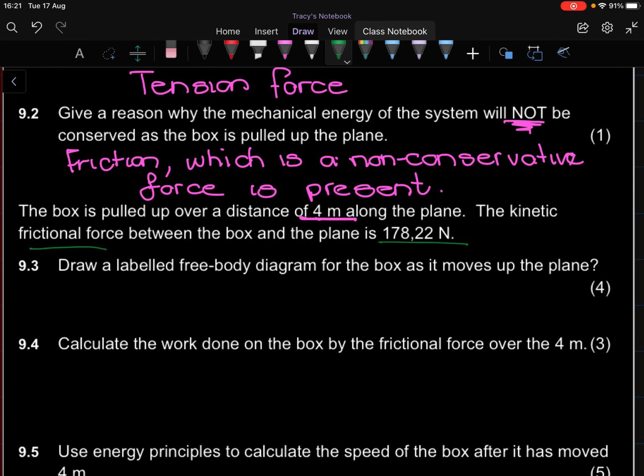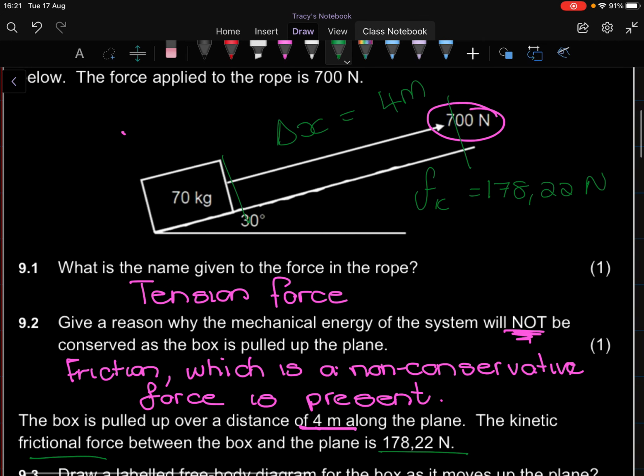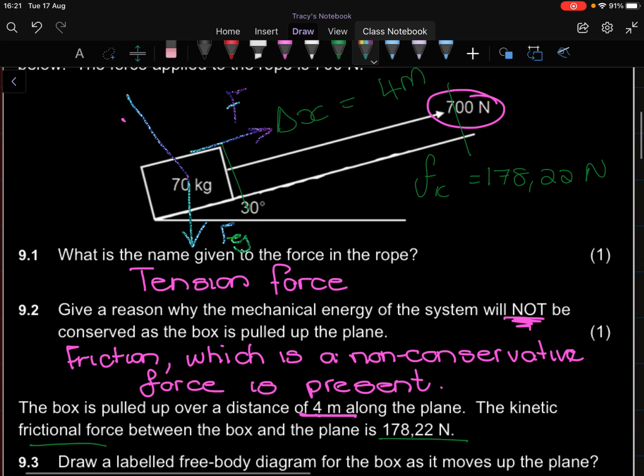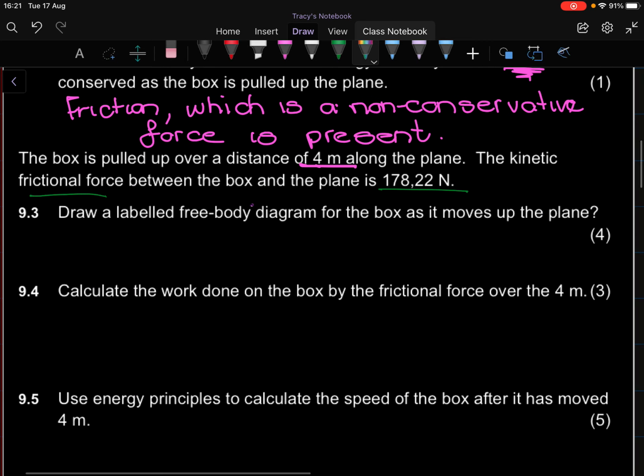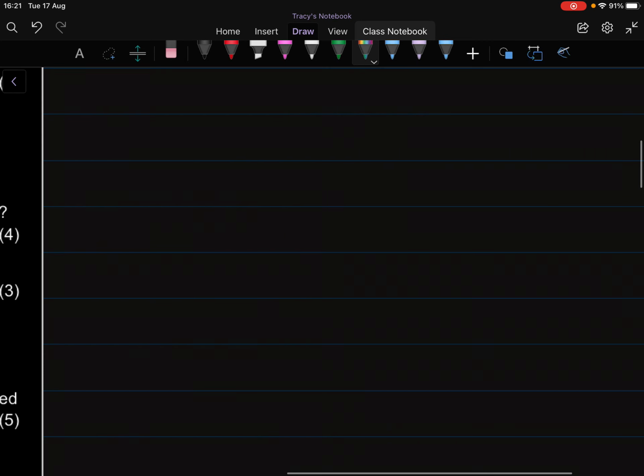Draw a labeled free body diagram for the box as it moves up the plane. Again, I did not leave myself enough space for this, so I'm going to do it on the side. But it's at an angle, and I see this often. Somehow this box, which is on a slope, ends up going horizontally. Please don't do this. This is why I like to do what I'm going to do now. I know FG is going to go down. That's my tension. The normal force is at an angle to the slope, and then we've got friction. So free body diagram means it's got to be a dot.